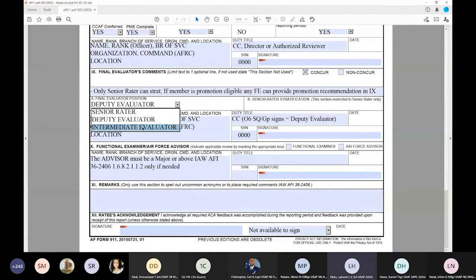One other thing, I heard someone say the form wasn't updated on the ARPC website, so I will work on that with the team as well. We'll get that form updated for everyone. Thank you. Appreciate that.